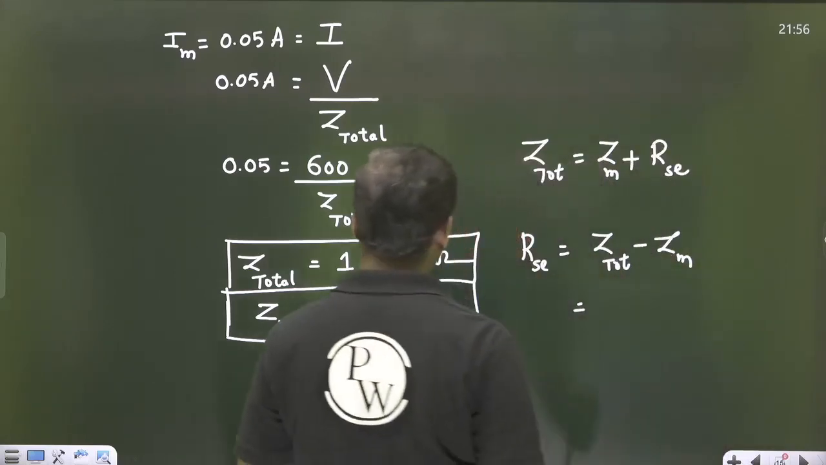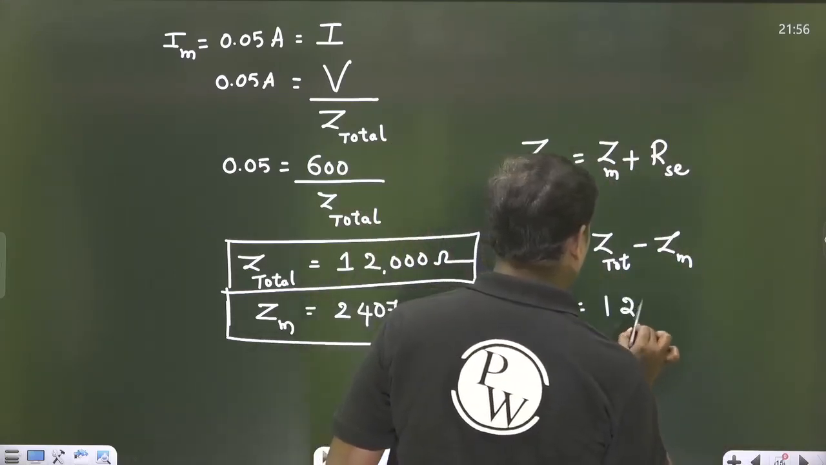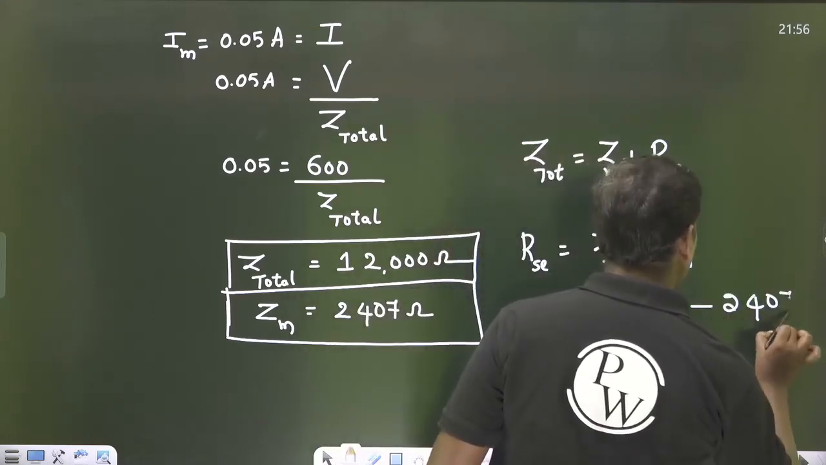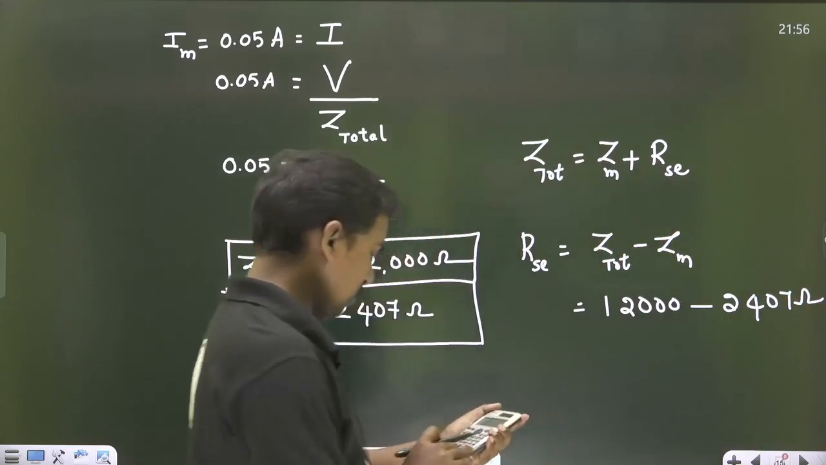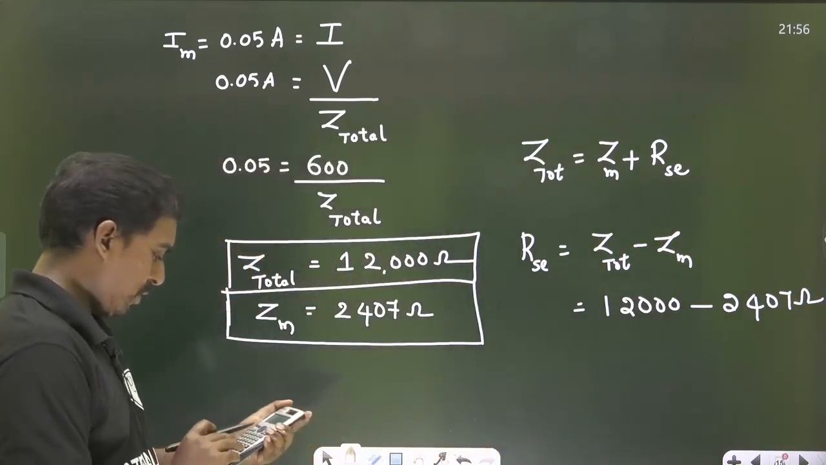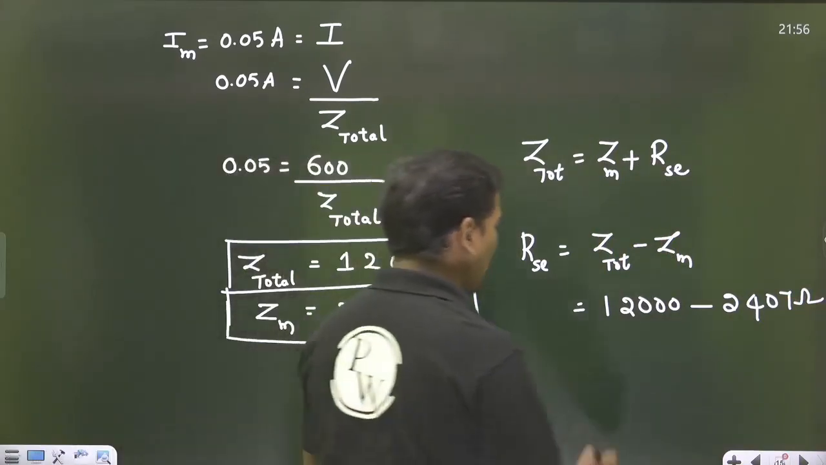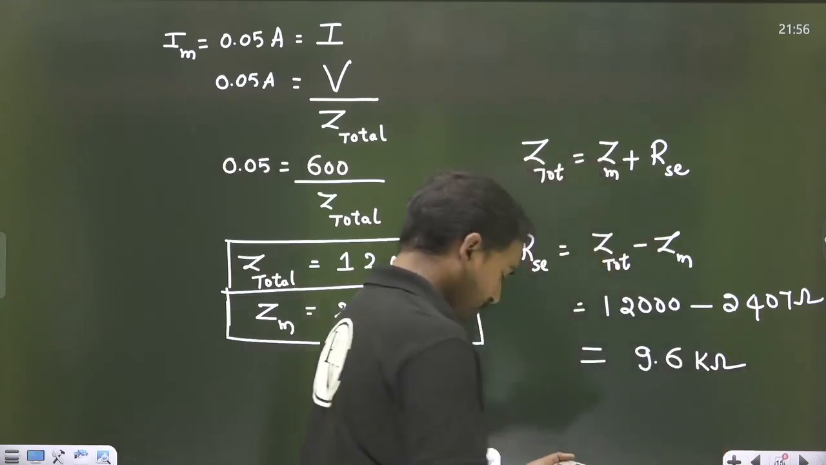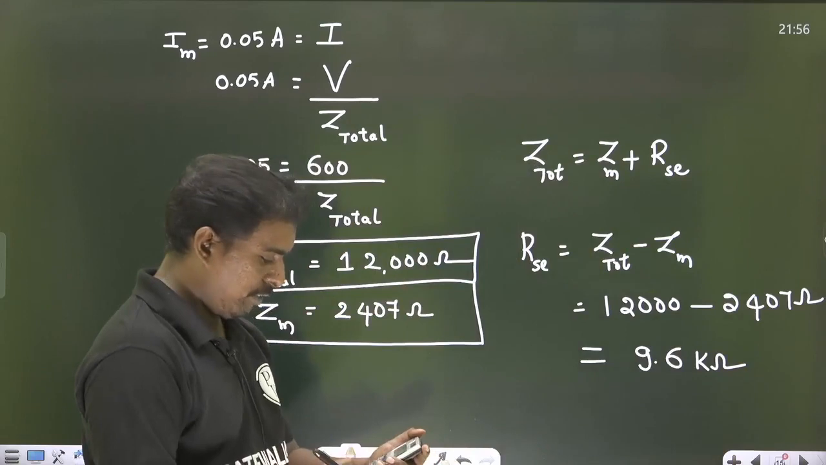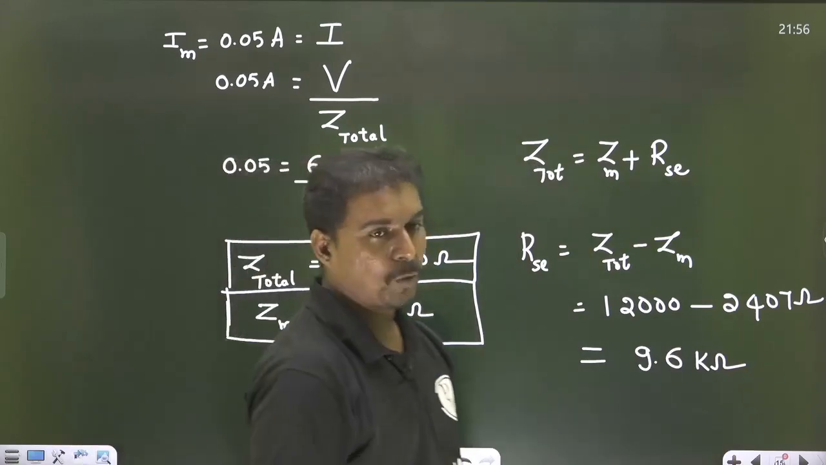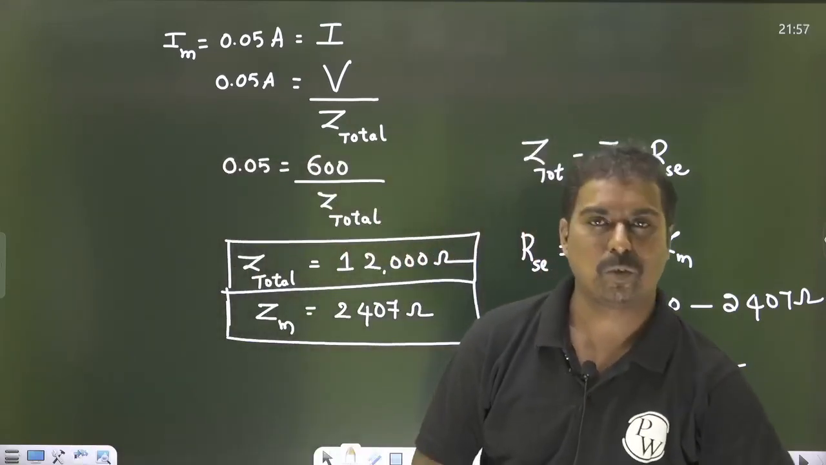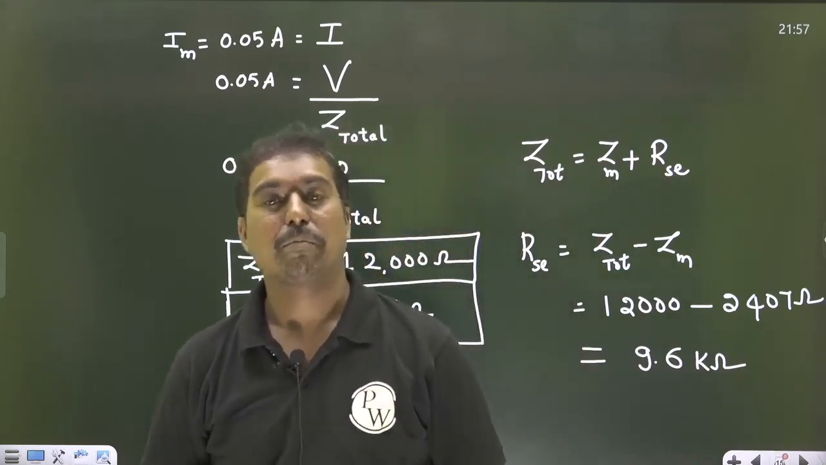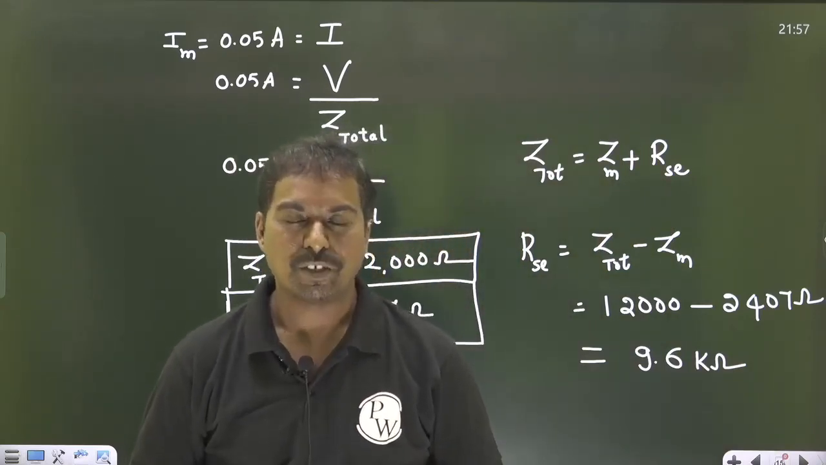So that will be coming around 12,000 minus 2,407, which is coming as 9,593. That means 9.6 kilo ohms. Very good question. 9.6 kilo ohms. So these are the good questions on range extension of the voltmeter. So don't miss these questions.